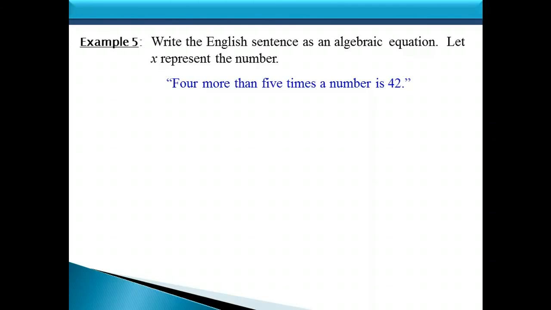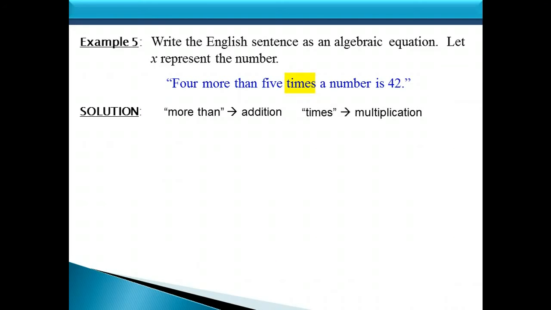So let's write an English sentence into an algebraic equation. So we're going to let x represent the number again. But now we have a sentence instead of a phrase. So our sentence is 4 more than 5 times a number is 42. So we're going to treat this just like we did with the phrases, except for now we have that equal sign to worry about. So notice we have more than, which means addition. And we have the word times, which means multiplication. And we also have that word is, which remember is going to be our equal sign.